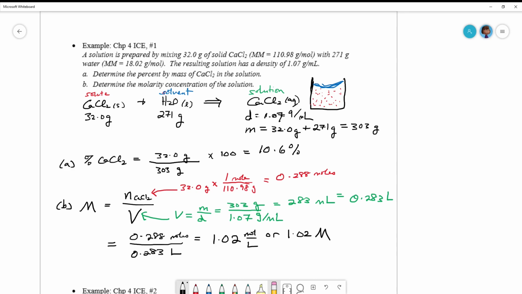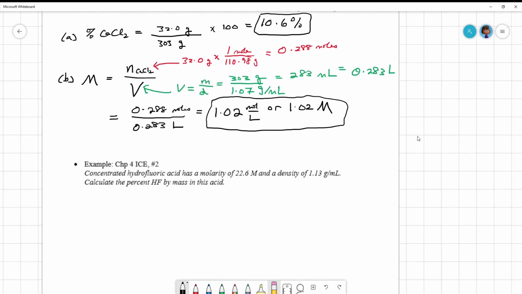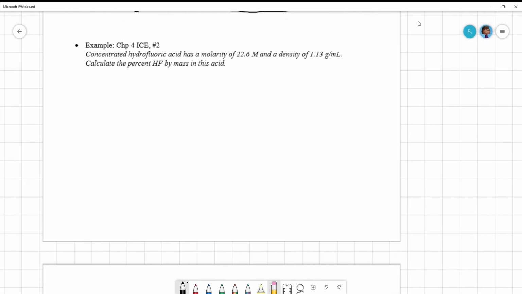So let's just circle our final answers. Here's the final answer for the percentage, and we can write it either one of these ways as our final answer for the molarity concentration of the solution. Note that it's really important to distinguish between solute, solvent, and solution when you plug and chug and do these problems. Okay, 1 down, 4 to go. Let's take a look at number 2.